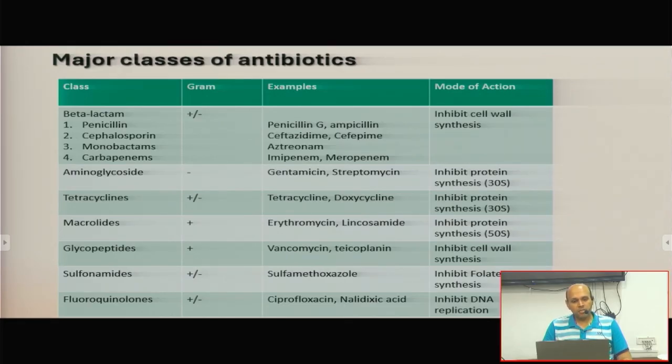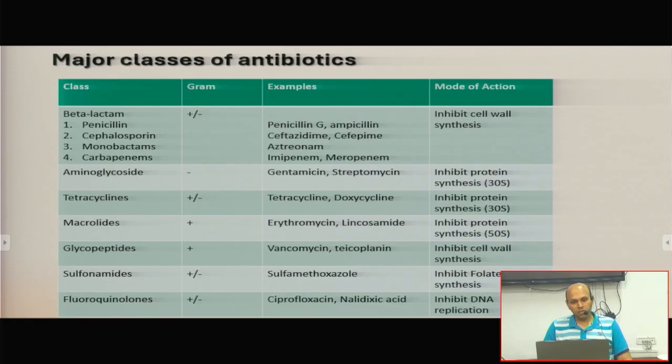In aminoglycosides, you have got gentamicin, streptomycin, tobramycin, amikacin, neomycin. Many are there. They mostly target gram-negative organisms, inhibit protein synthesis in the 30S subunit of the bacterial ribosome. In tetracyclines, they are active against positives as well as negatives. An example of a tetracycline antibiotic is tetracycline itself, and doxycycline is also there, again inhibiting protein synthesis at the 30S subunit.